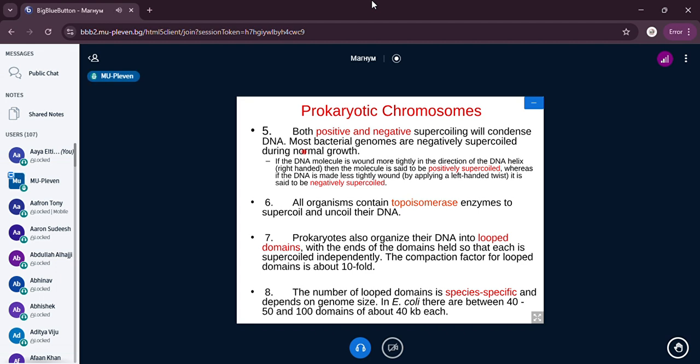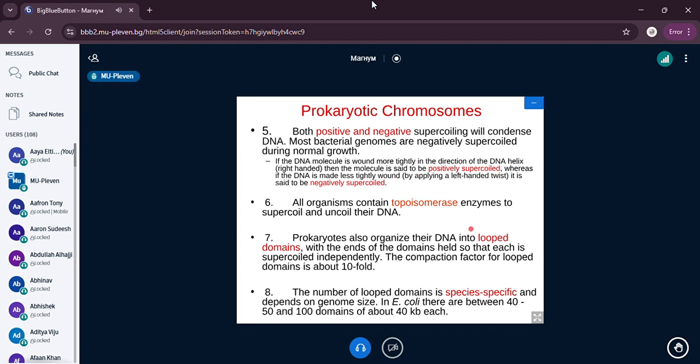Supercoiling happens in both directions, positive and negative. Most bacterial genomes are negatively supercoiled during normal growth. What is positive coiling, and what is negative coiling? If the DNA molecule is wound more tightly in the direction of the DNA helix, which in A and B forms is right-handed, we say that the molecule is positively supercoiled. Whereas if the DNA is less tightly wound by applying a left-handed twist, we say it's negatively supercoiled.